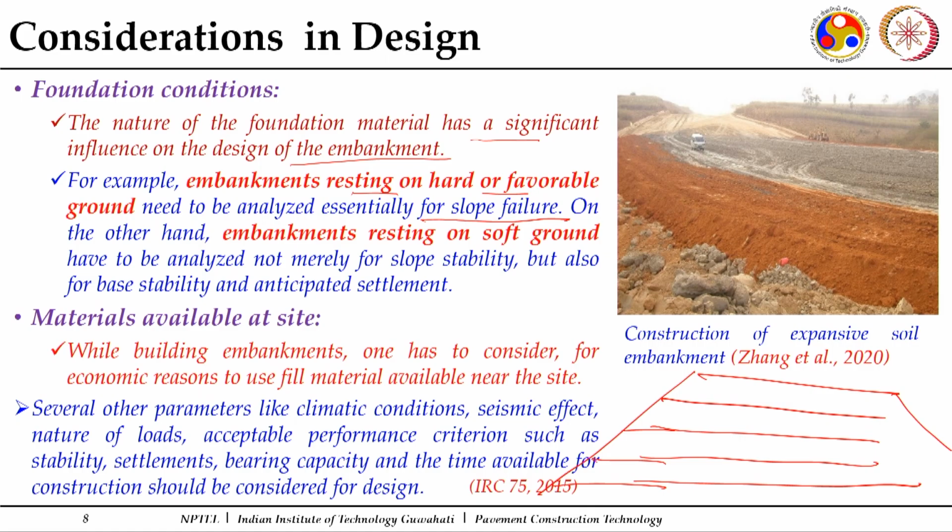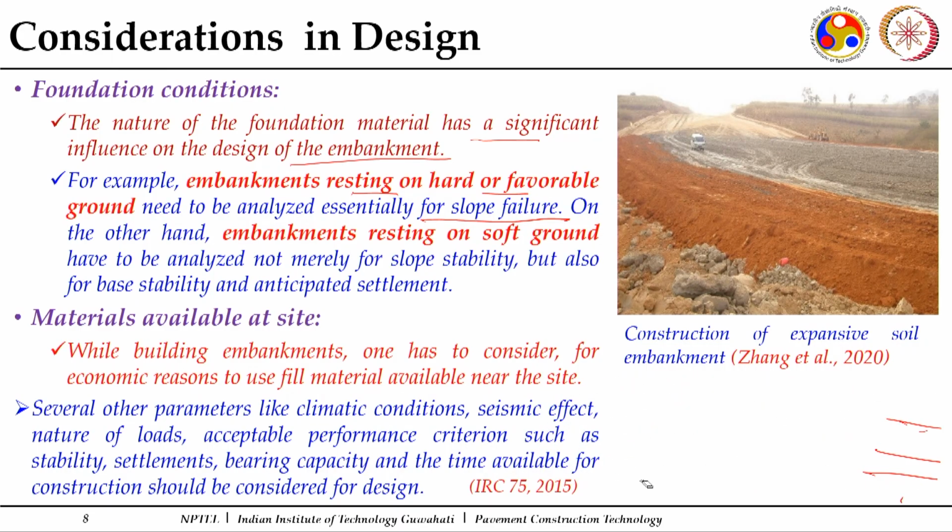Normally what is done, you compact it in complete layers and then you create the slopes, because otherwise it is very difficult. So in embankment construction, you can do the compaction in the entire width and then you can remove this particular part, so it gives you good slopes also. So this is one aspect when you do the embankment construction over a hard ground.